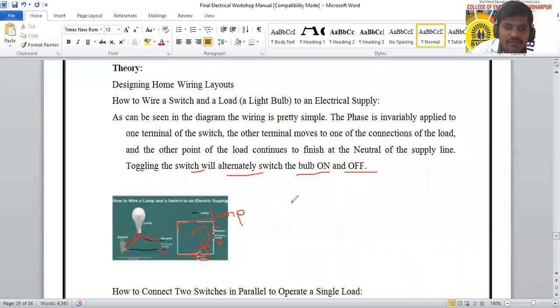Okay, now this is a type of simple wiring. Simple wiring means that by using one switch we have controlled one load.